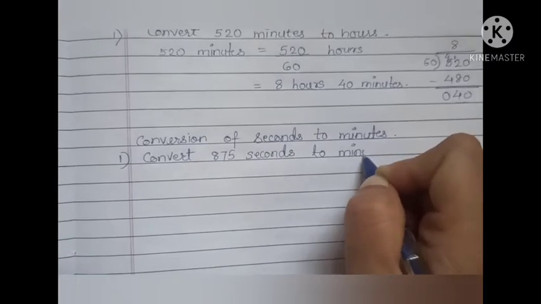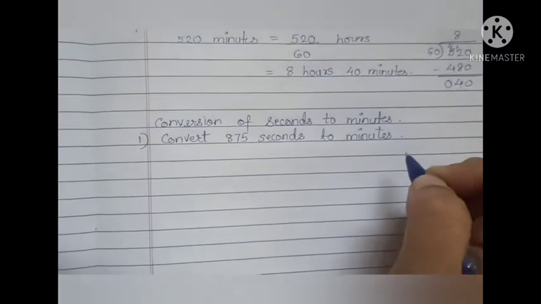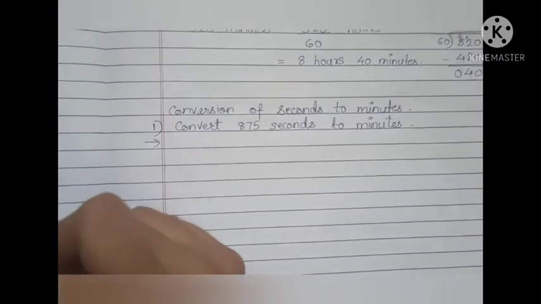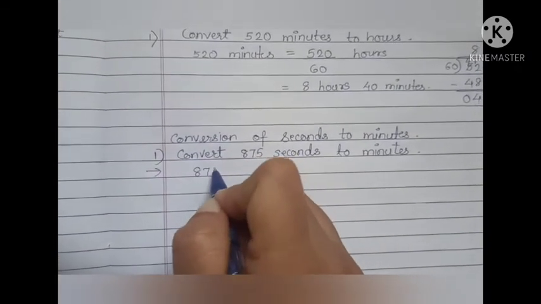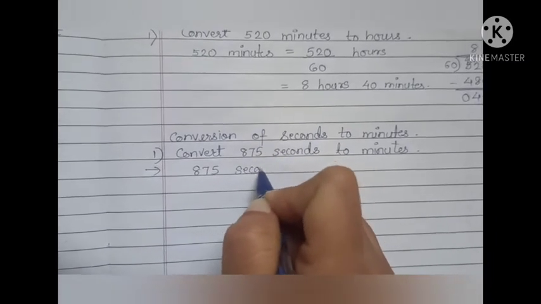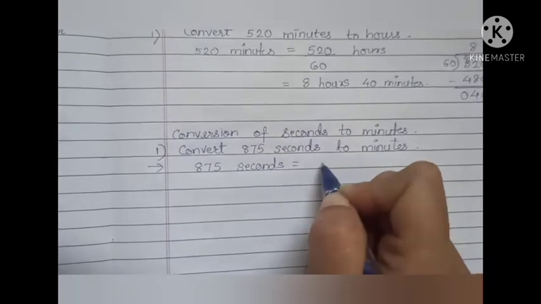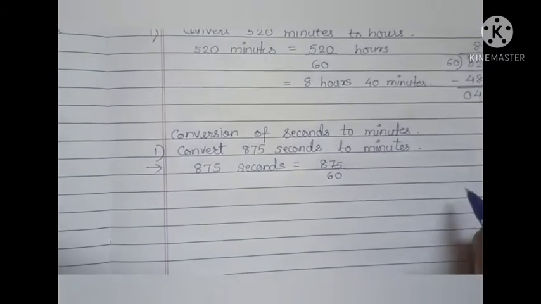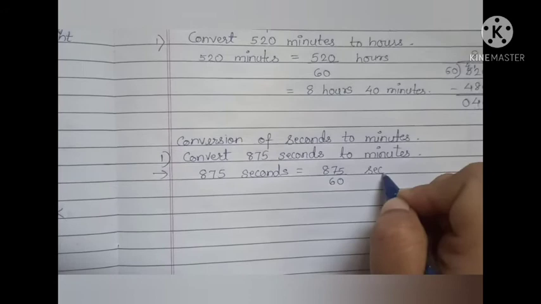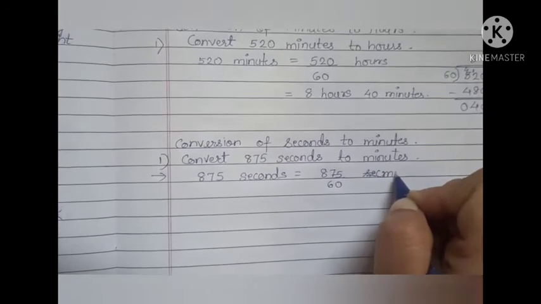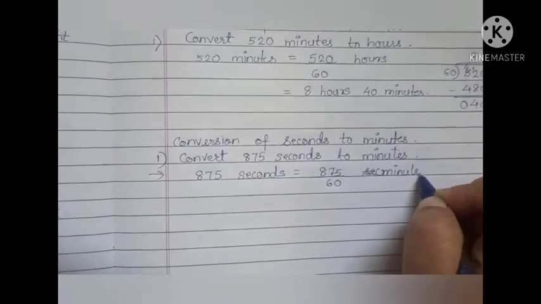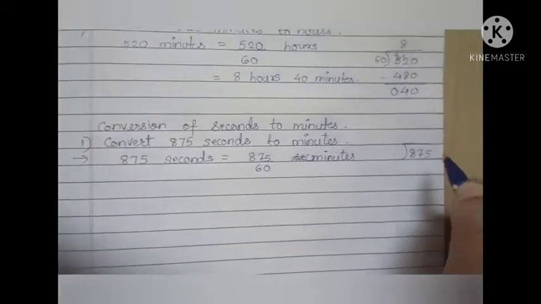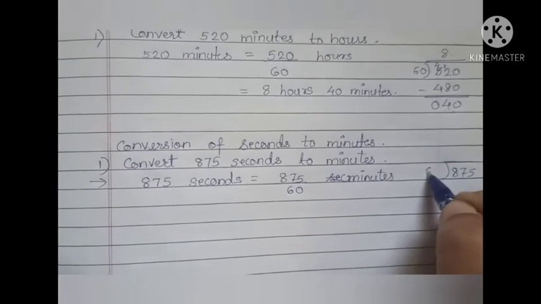Right, students? So as I have told you, when we convert smaller to bigger unit, we divide. So 875 seconds, when we are converting it into minutes, we have to divide it by 60, right? So that it gets converted to minutes. So we will divide 875 by 60.